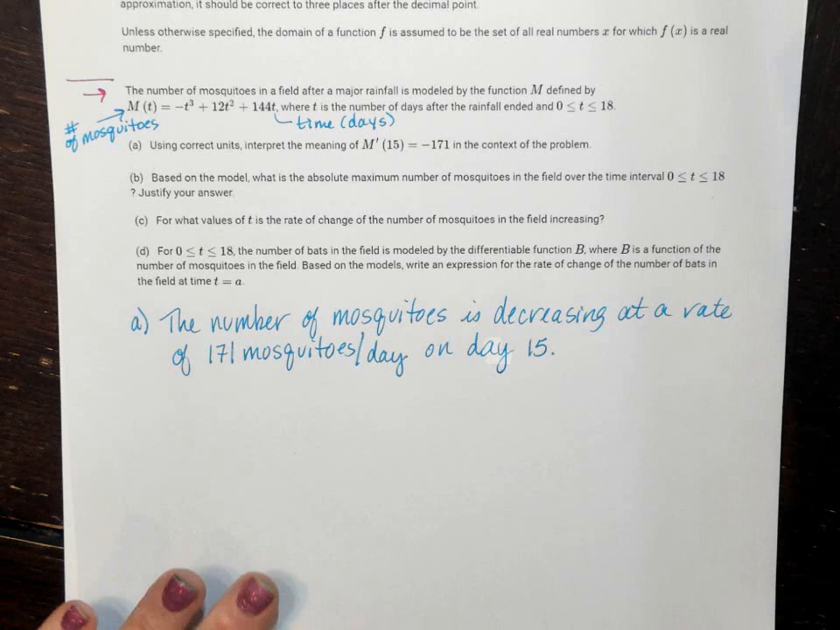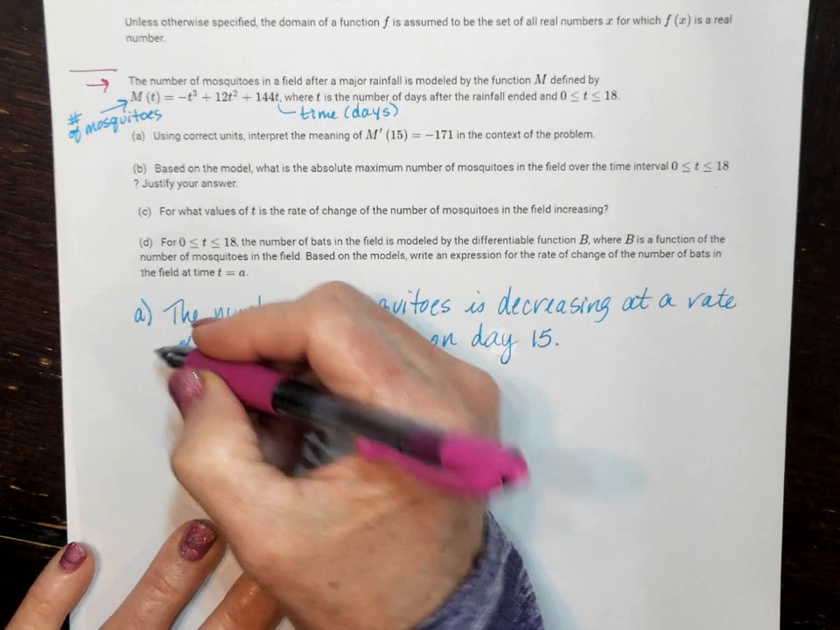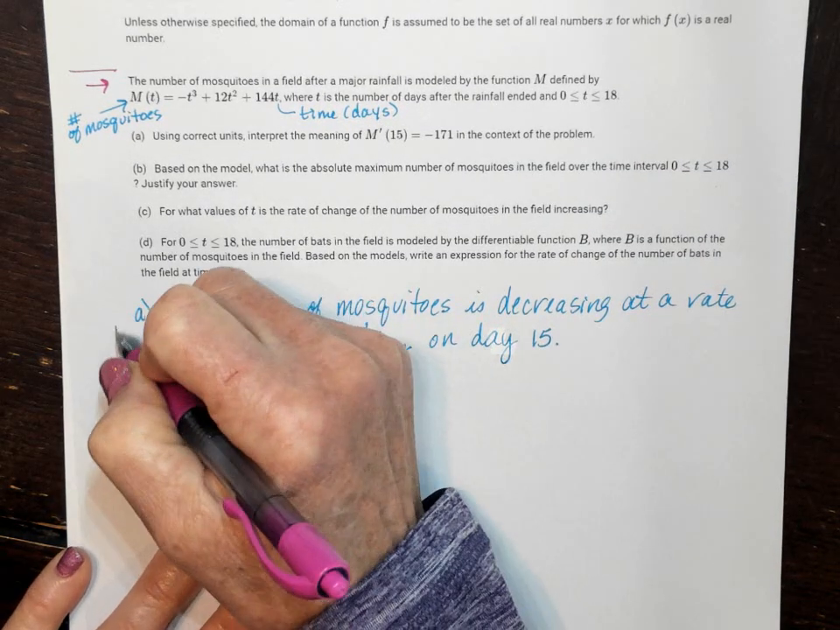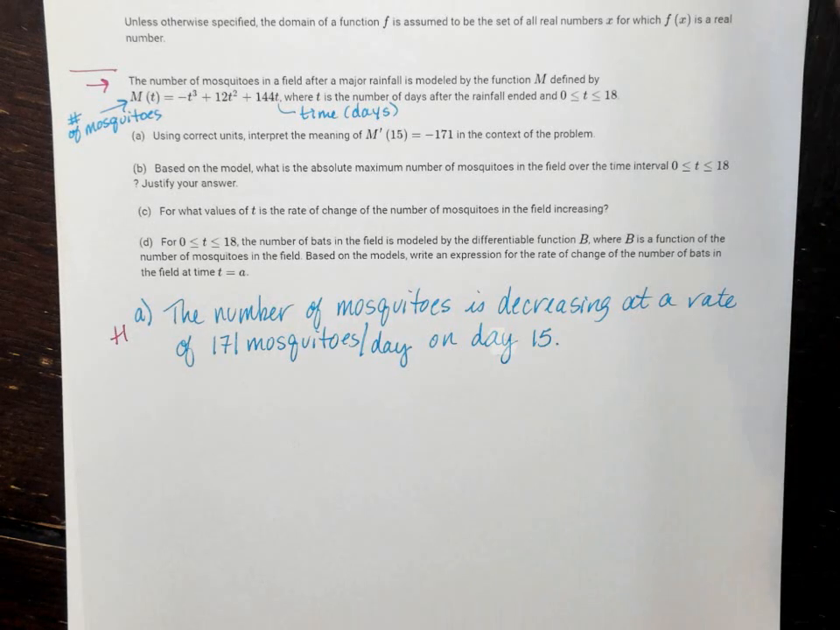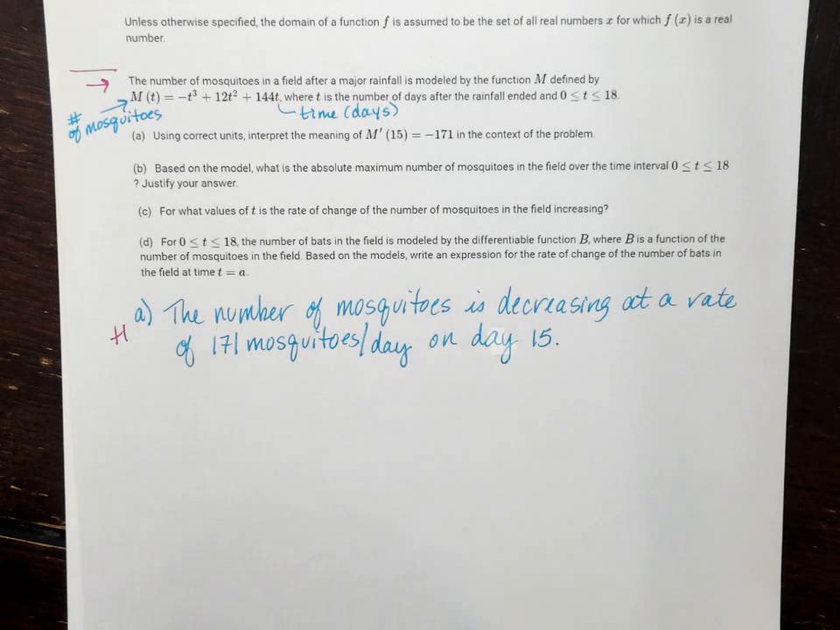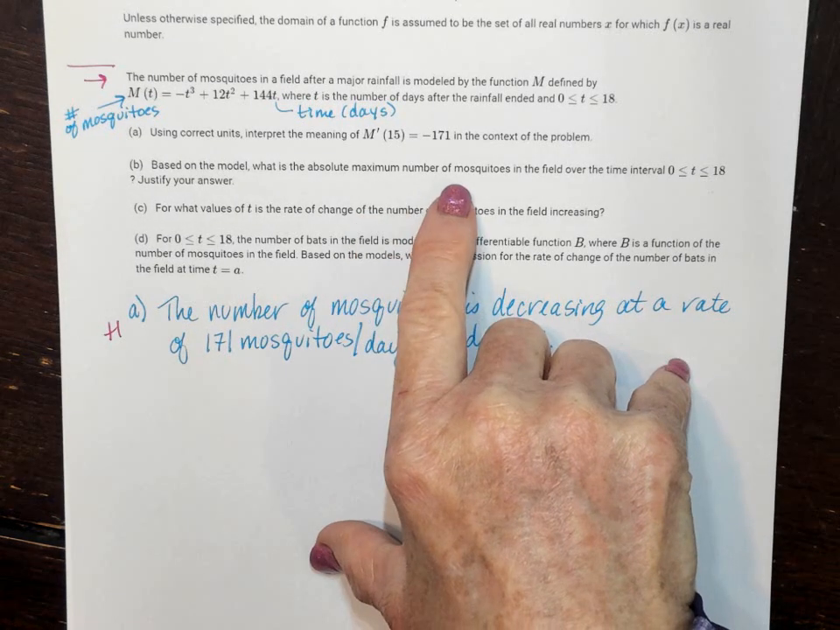Okay, and I'm going to do points as we go along in here. Hopefully I remember to do them each time. So that was just +1 for the answer. You had to have the units, and you had to talk about how fast the number of mosquitoes was changing.